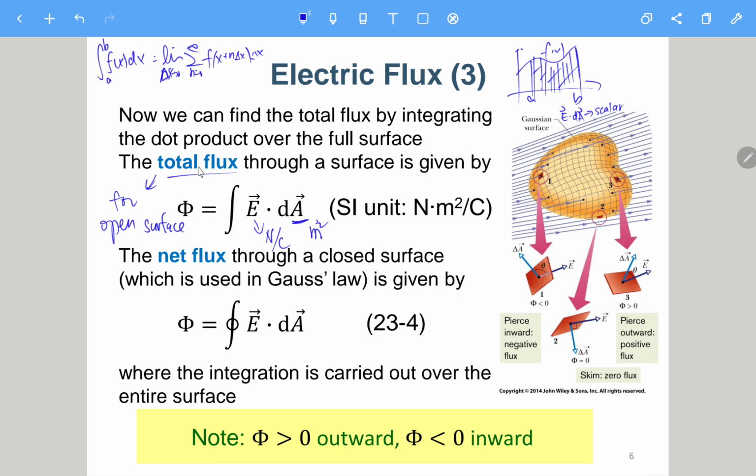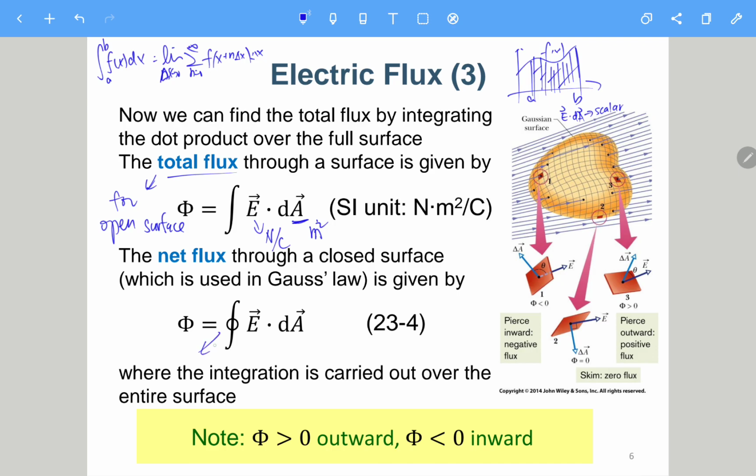Okay, so this is total flux. And then for the net flux, this definition is for the closed surface, or so-called Gaussian surface. The net flux through a closed surface, which is used in Gauss's law, is given by this one. These two are very similar, except we have a circle here.